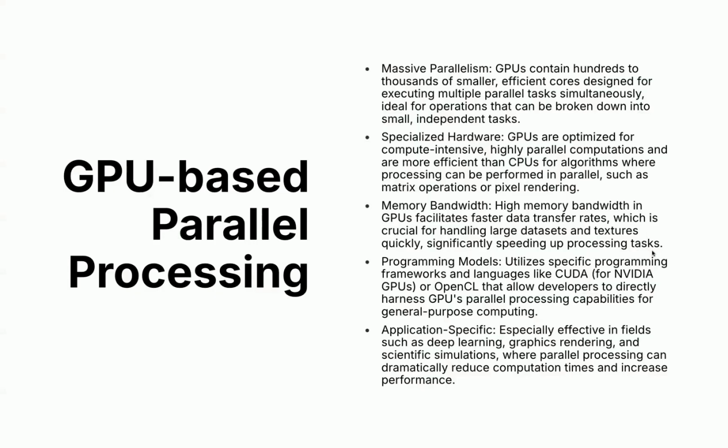So PyTorch, for example, is a higher level framework which utilizes CUDA in the backend and other efficiencies to solve GPU computing problems more efficiently, such as deep learning problems. The main idea is there's some lower level programming languages and some higher level frameworks that utilize those within GPU computing. There's certain fields where GPUs are great. So they're especially effective in fields such as deep learning, graphics rendering, and scientific simulations, where parallel processing can dramatically reduce computational time and increase performance.